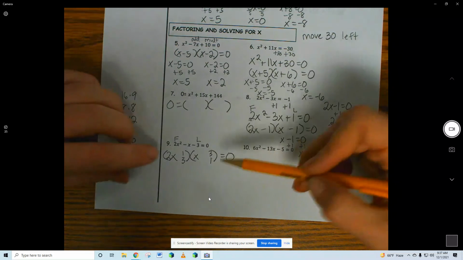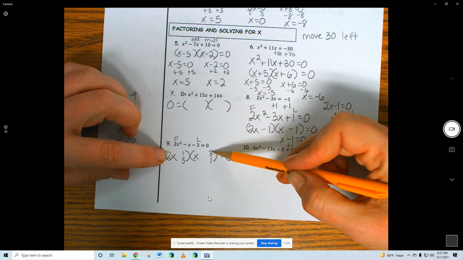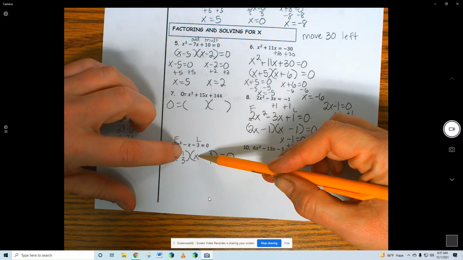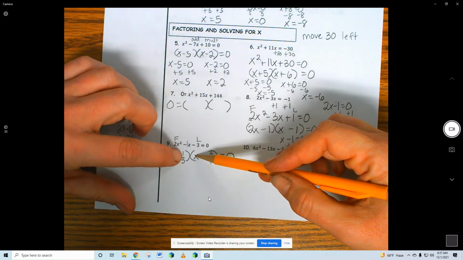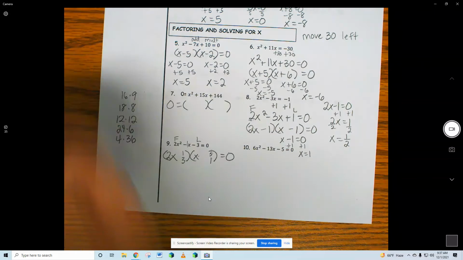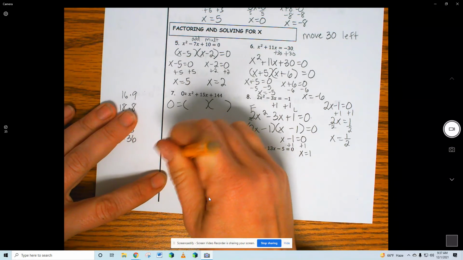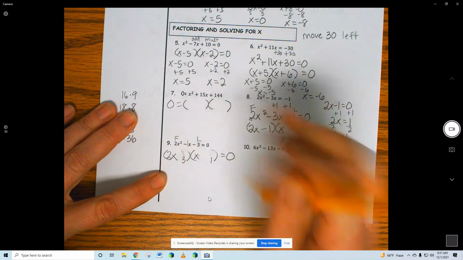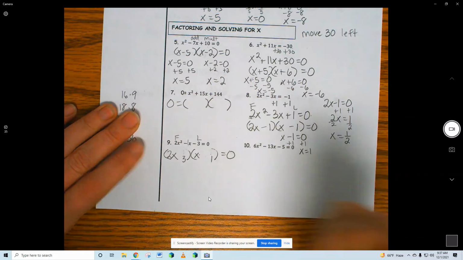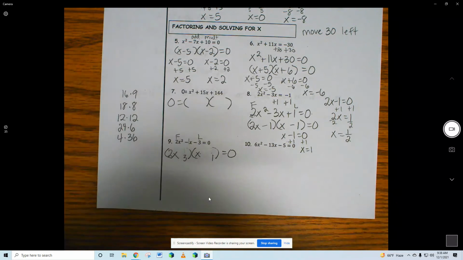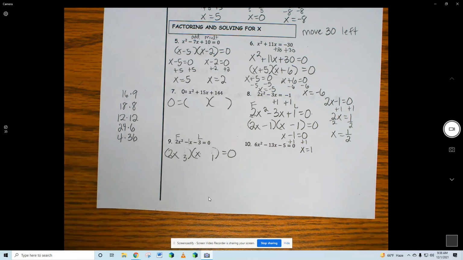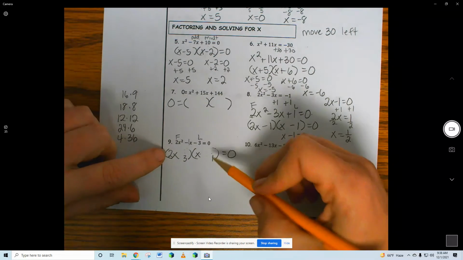Let's do the top. The top is going to be 2x times 3. That's 6x. And then the 1 times x. 6x and 1x. Does that make a negative 1? 6 and 1? No, that makes 7 or 5. So I can erase the top because that's not going to be it. Okay. Then let's try the 3 and the 1.